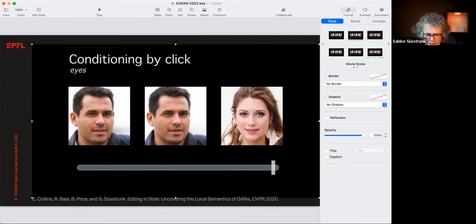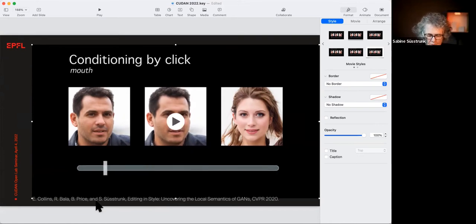I'm not even sure if you can see this. Okay, can you see the eyes moving? Apologies. And now the nose, look at the nose moving. So this is the interpolation in between two images, but now not the whole image anymore, just the semantic part of it. That's now the mouth.